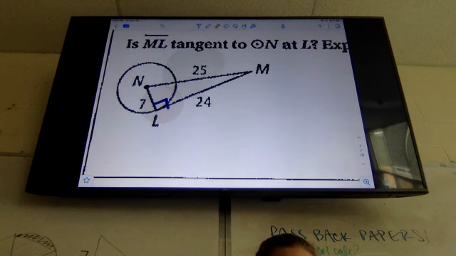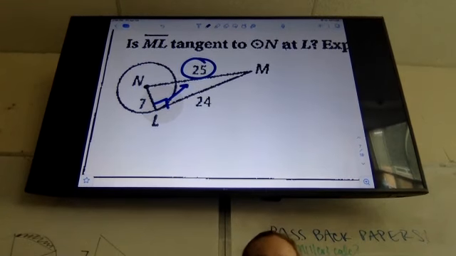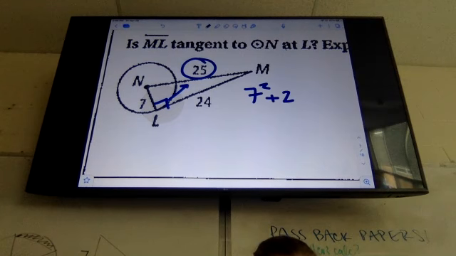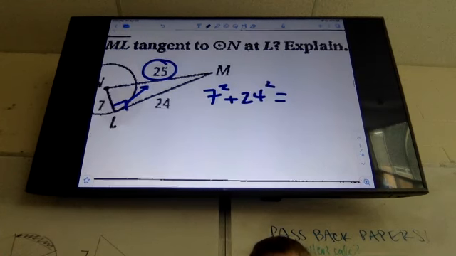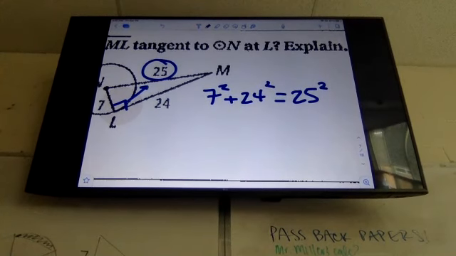So I want to see if this is going to be true. My 25 is my hypotenuse. So I'm going to ask myself, okay, is 7 squared plus 24 squared equal to 25 squared? You will not find x. We will just see if this is true or not. And if it's true, then we're going to say, yeah, these are tangent. And if it's not true, then we're going to say, no, this just doesn't work.